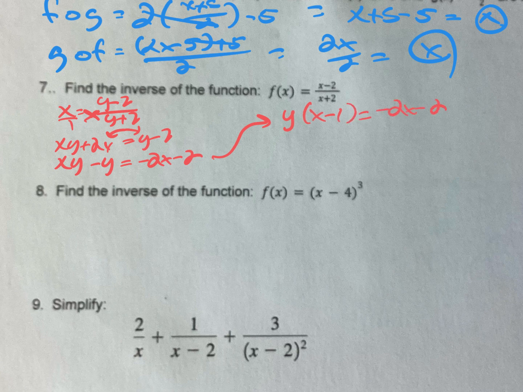All right, so to finish up, to get the y isolated, I'm going to divide both sides by the x minus 1. So I get negative 2x minus 2 over x minus 1. Remember, we want to write our function notation like that. There's your inverse. That's a good one right there. Make sure you study that.